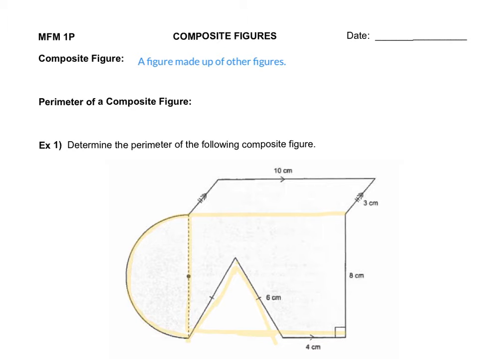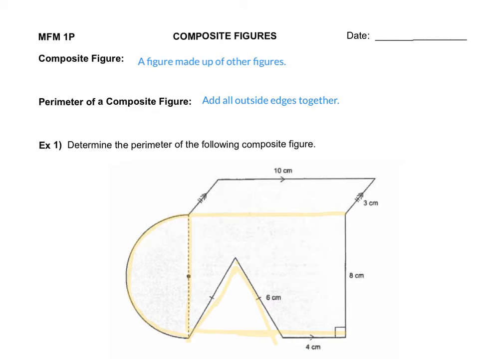So let's look first of all at the perimeter of a composite figure. Perimeter in this case does not change. It's the same as what we have done before. It's just adding up all of the outside edges of our diagram. And again, I want to be clear that when you do perimeter, it's only outside edges that you want to look at. So while I've drawn some extra lines on our diagram, not all of those lines are outside edges. So we're going to determine the perimeter of this composite figure.